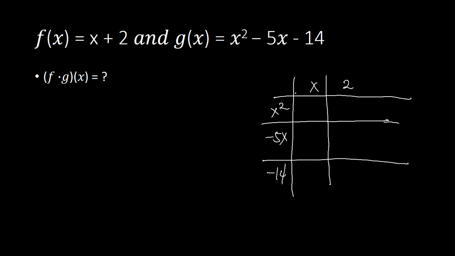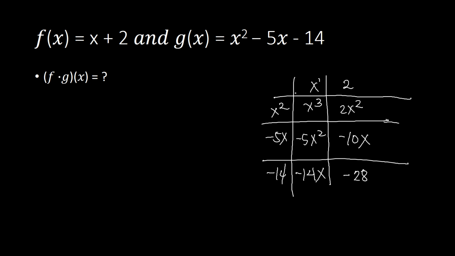Multiplying that one, so we've got x squared times x, that's x cubed, because we're adding their exponents. Then x squared times 2, that's 2x squared. Then we go for negative 5x times x, negative 5x squared. Negative 5x times 2, that's negative 10x. Then we've got negative 14 times x, that's negative 14x. Negative 14 times 2, that's equal to negative 28.